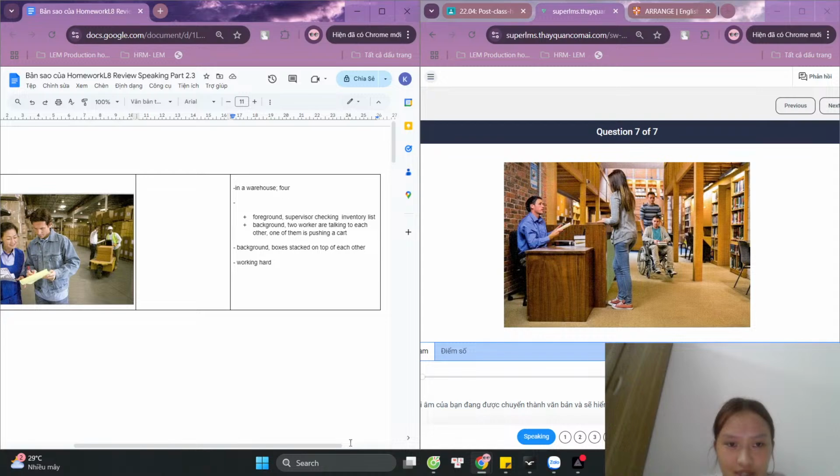This is a picture of a warehouse in the front while supervisors are checking inventory lists. In the background, two workers are talking to each other. One of them is pushing a cart. In the background, there are boxes stacked on top of each other.